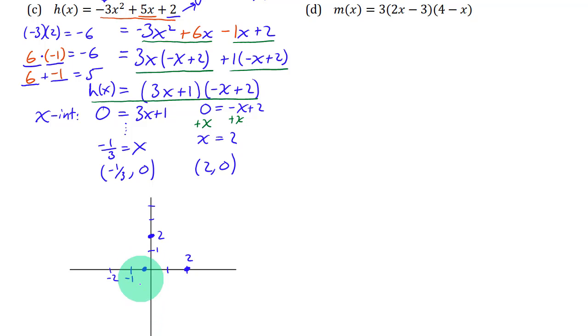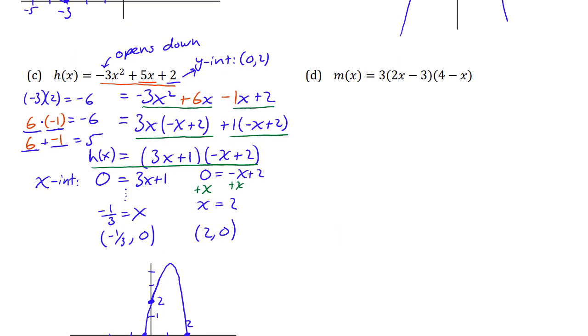Okay, so we got those points. Now, because we have negative 1/3 here and 2 here, you can see it's going to be going up really steeply to some maximum vertex up there. We'll go over in one of the next sections how to figure out where exactly that vertex is. But the whole thing should look about like that. Okay.